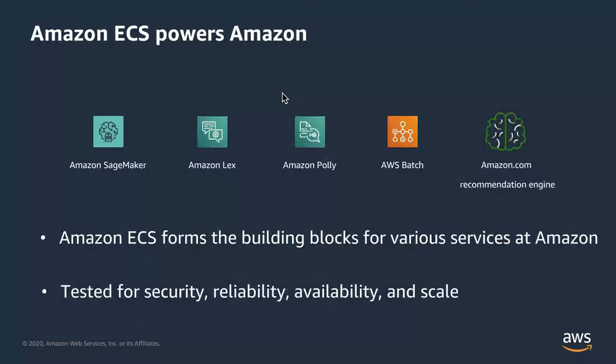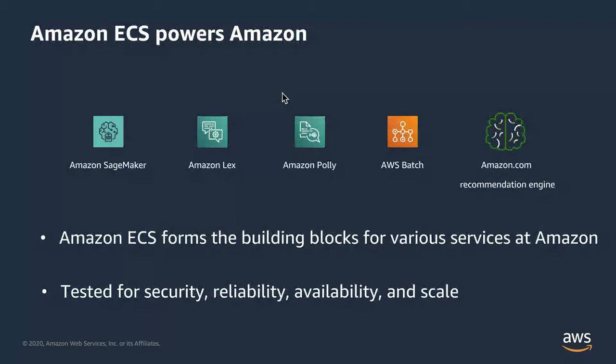ECS is a great choice to run containers for several reasons. First, you can choose to run your ECS clusters using AWS Fargate, which is a serverless compute for containers. Fargate removes the need to provision and manage servers, lets you specify and pay for resources per application, and improves security through application isolation by design.